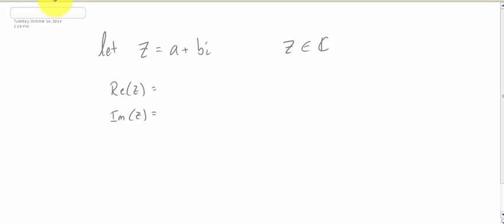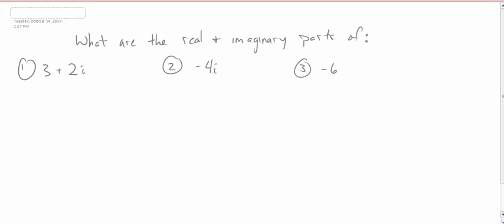So a lot of times we use the letter Z to represent a complex number. We're going to let Z equal a plus bi. So a and b, they're real numbers. So we have a number plus a number times i. The real part of Z is that a. And the imaginary part of Z is b. It's the coefficient of i. So for instance, what are the real and imaginary parts of these complex numbers?